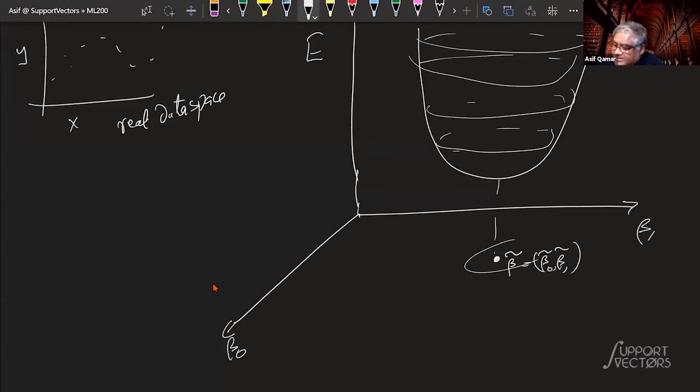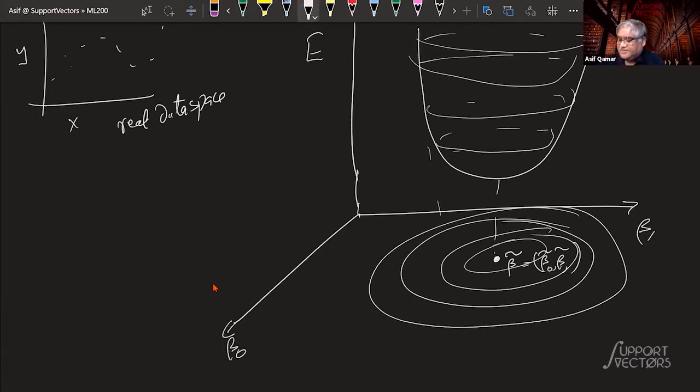And these things form contour lines. If you project down, there are these contour lines in this hypothesis space. So if you start with some random point, you will have to find a path going to this minimum. And this journey is your journey of gradient descent.